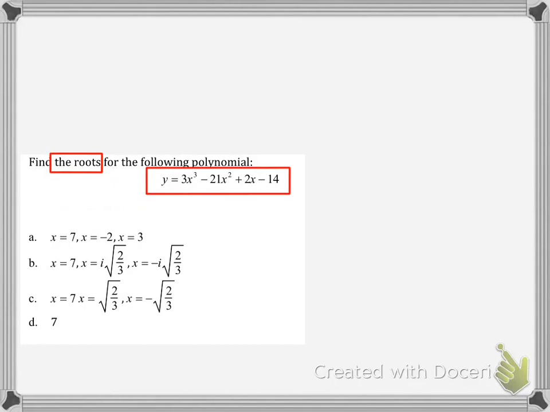We need to be able to factor this out. If we notice, we have 4 terms, so we can do it by grouping. We're going to group the first 2 and then the second 2. On the first 2, one number that divides 3 also divides 21, so we can factor out a 3. They both have x's, so I can take out x squared.